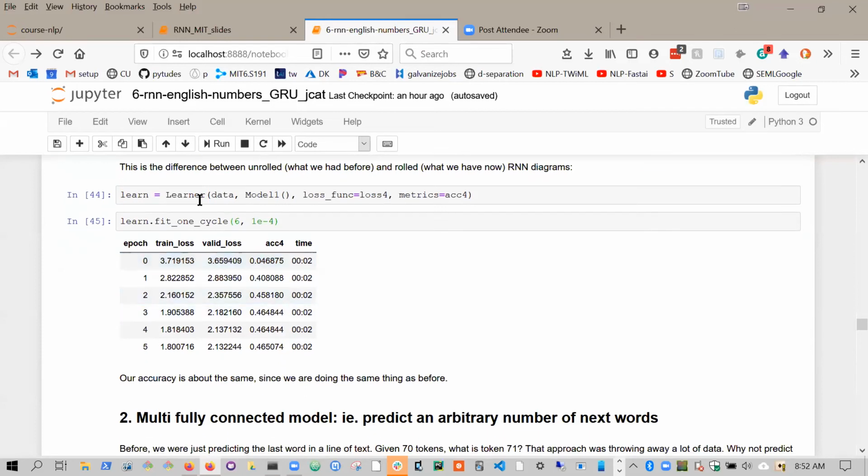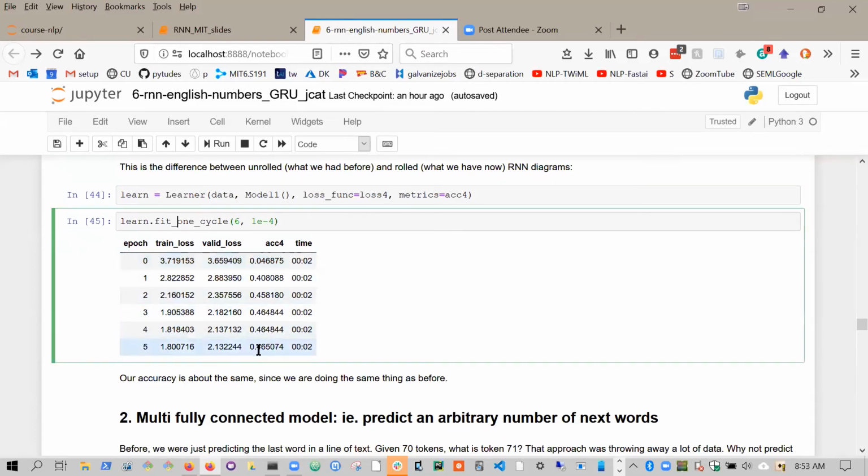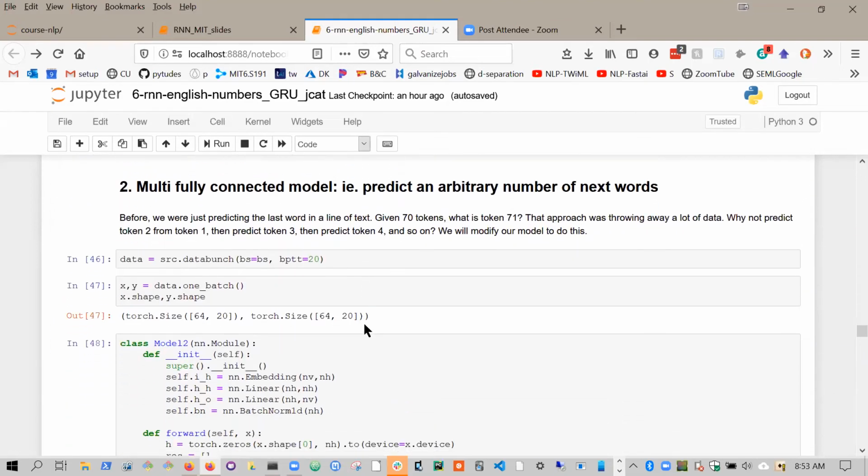Okay. And so the same thing, we build the learner, we fit one cycle 6, and we get the same thing, because this is really the same. Model 1 is really the same as model 0, except it's refactored to do it the way any decent programmer would do it off the bat. So you get the same accuracy because it's the same model.